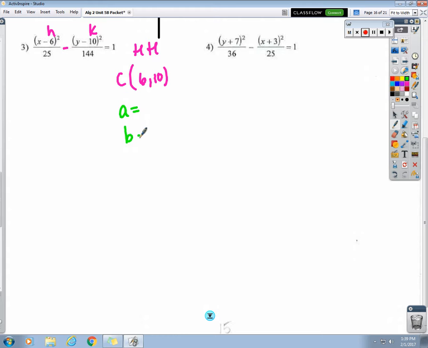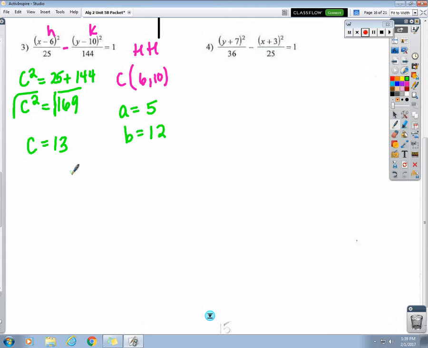Remember with hyperbolas, A is always on the left, B is always on the right. So A would have been 5, and B would have been 12. But to find the foci of a hyperbola, it's C squared equals A squared plus B squared. So wouldn't that just be 25 plus 144? Which, yes, those total up to 169. And then when you square root both sides, what is the square root of 169?